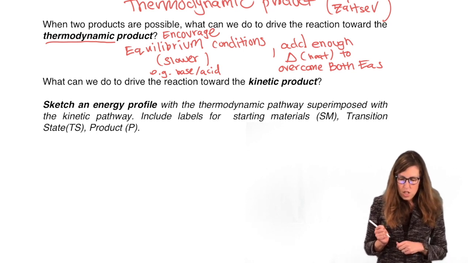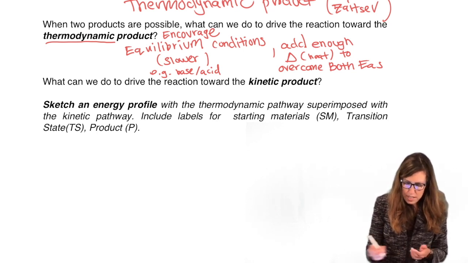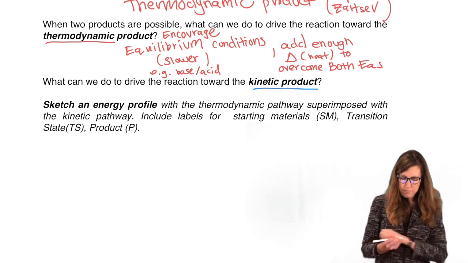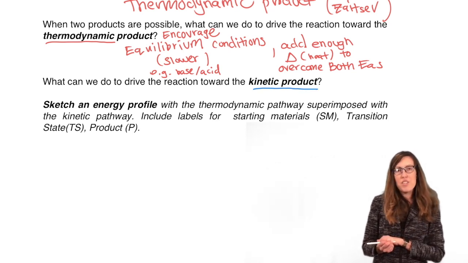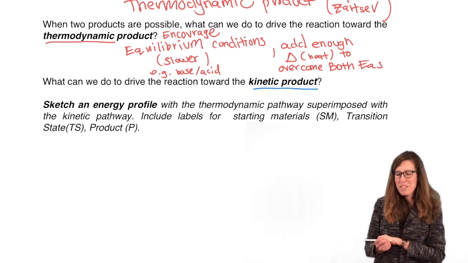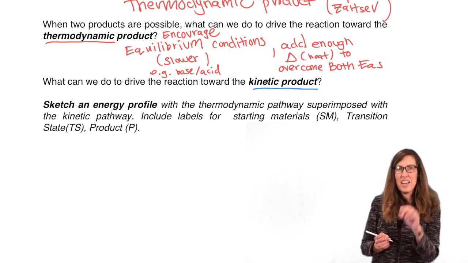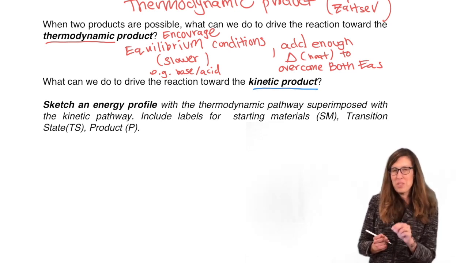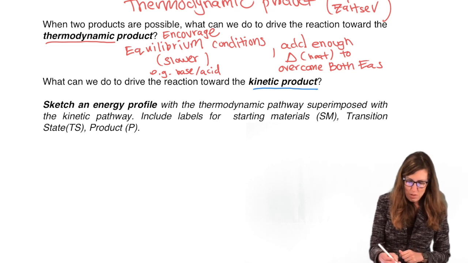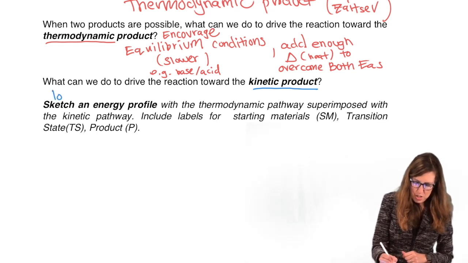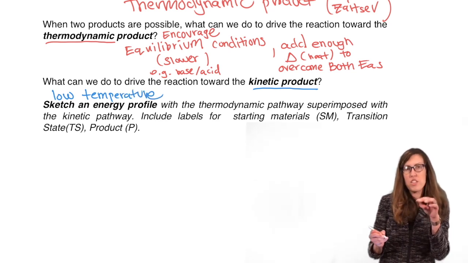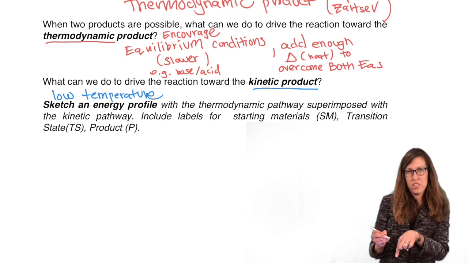Okay, but what if we really want the kinetic product? I'm doing that in blue. There's a reason I picked those colors. Might become clear now. Red, hot. You need it to be hot. Blue, cool. So for the kinetic product, low temperature is usually the key, because that way only the first activation energy, the lowest one, is accessible.